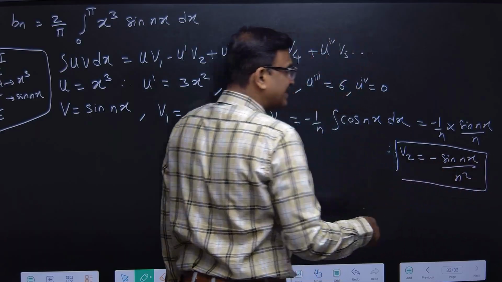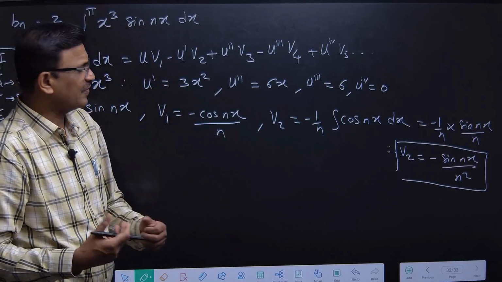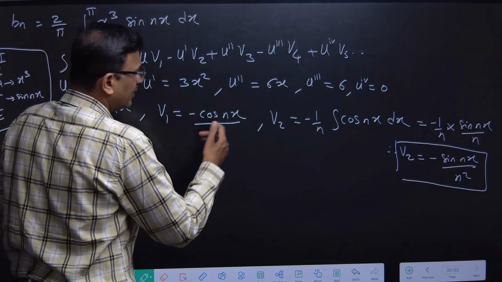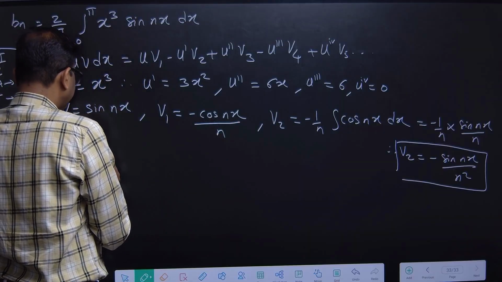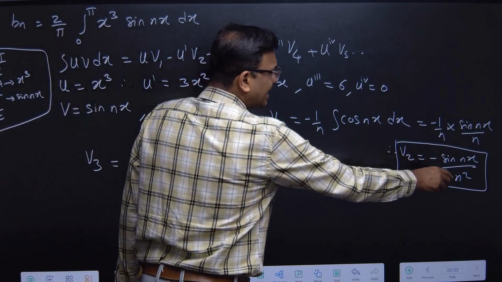In the exam we can skip these steps, we can directly substitute the values in the formula, but I am writing this in detail just for our understanding. So we have got V1, V2, then V3. V3 is the integration of V2. So it is the integration of minus sine nx upon n square.